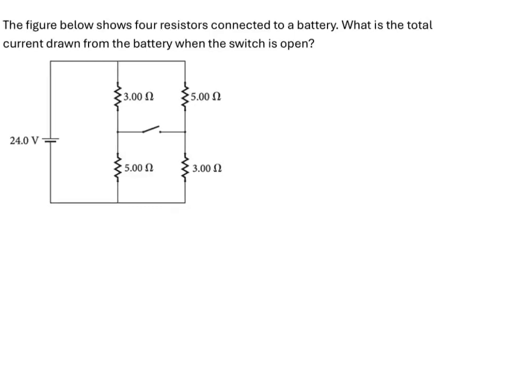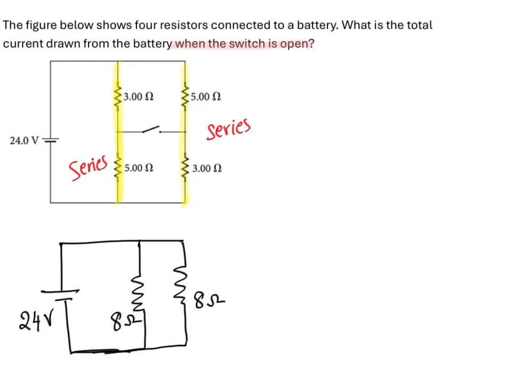In this video, we are going to look at some more series and parallel circuits. Here we have a circuit with a switch. The question is asking what is the current drawn from the battery when the switch is open. When the switch is open, we can see that the 3 and 5 ohm would be in series, and on the other side 5 and 3 ohm would be in series. So we can redraw this circuit as two 8 ohm resistors in parallel.